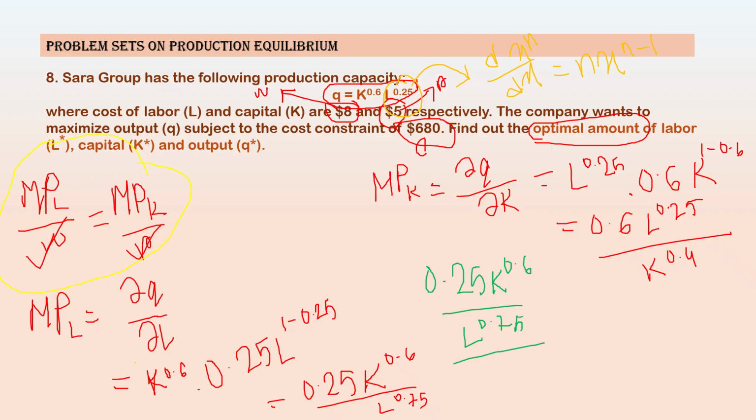divided by W, which, as we have found out before, is 8, equal to 0.6 L to the power 0.25 divided by K to the power 0.4, and divided by interest, which, as mentioned in the question, is 5. All right. So now let's solve that equation.